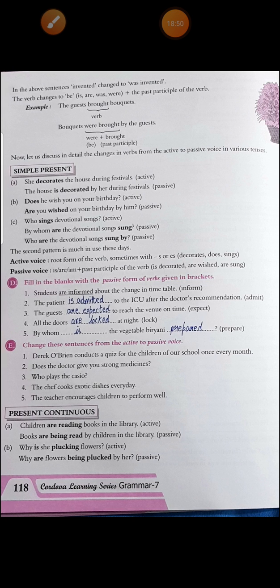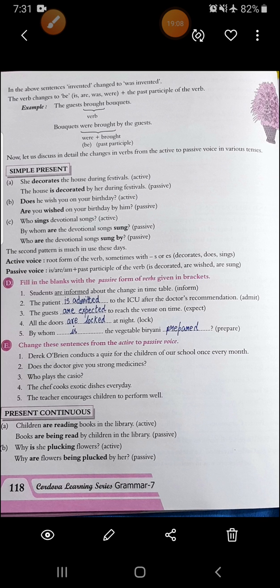Now see this exercise E. It is given in your simple present tense and you have to change it into passive voice. See the first one. Derek O'Brien conducts a quiz for the children of our school once every month. What will be the answer? A quiz by Derek O'Brien is conducted for the children of our school once every month.